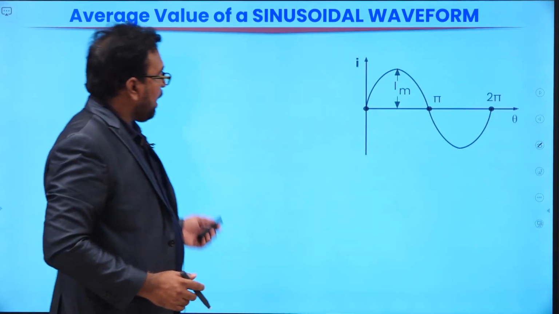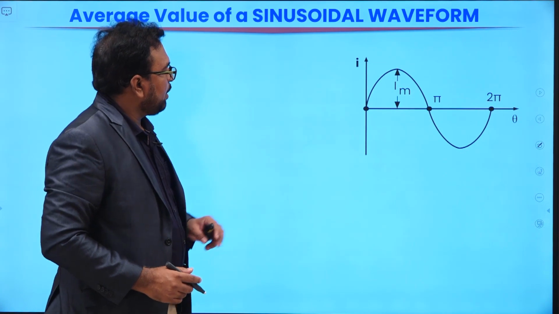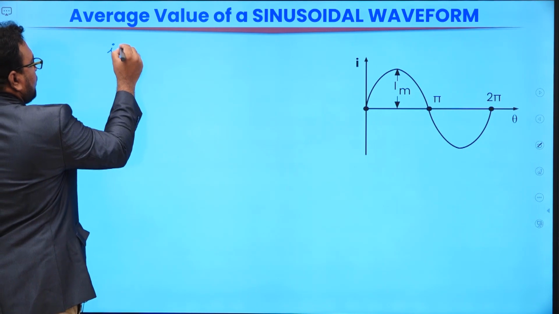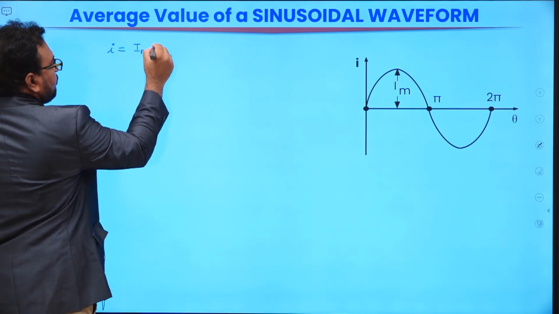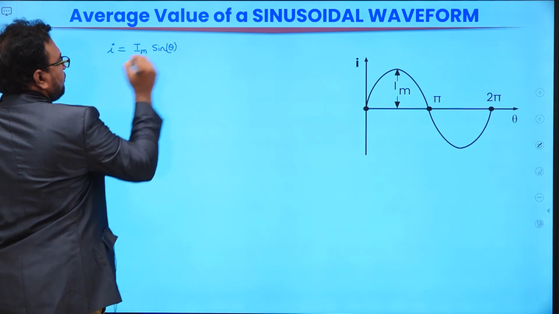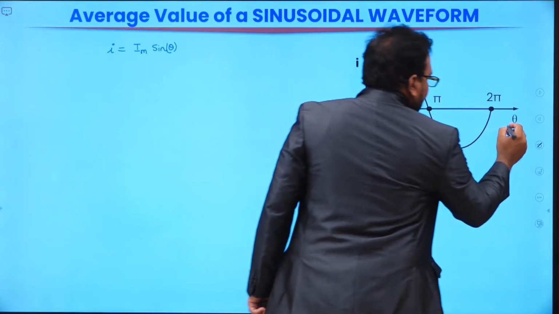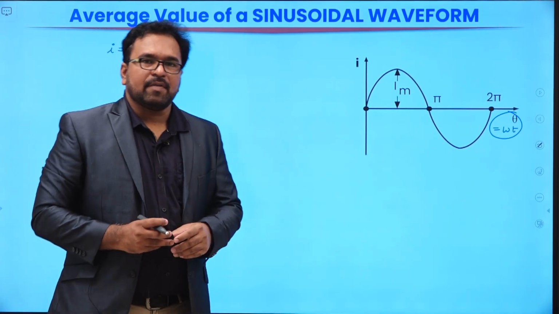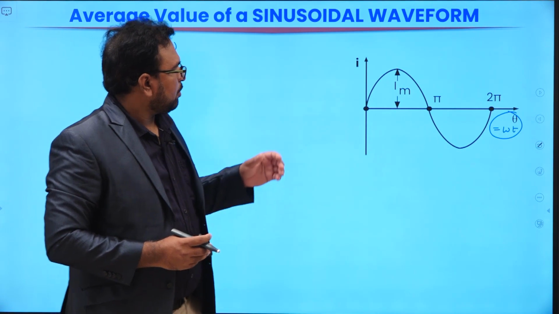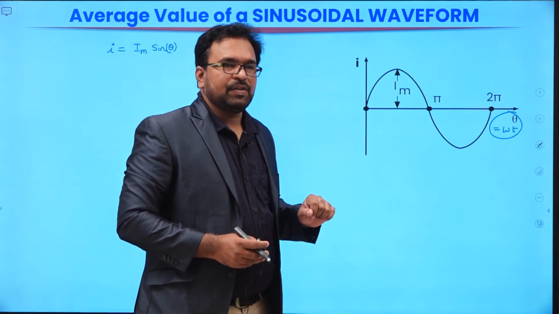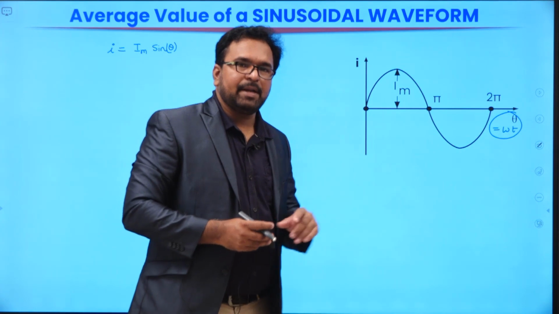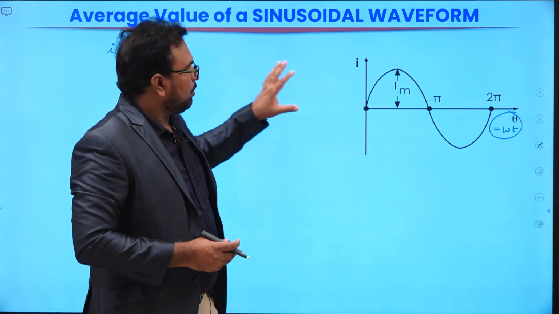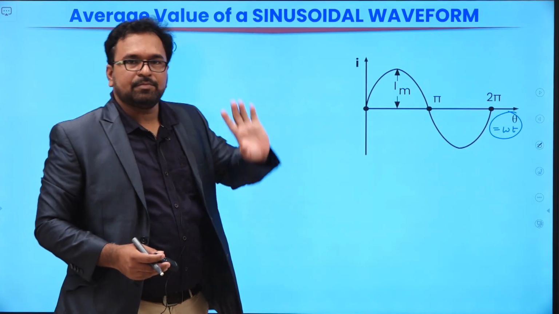Let us try to calculate the average value of a sinusoidal waveform. Here I have considered a current. So what is the expression for current here? It is I equals Im sin theta. So here this theta is nothing but omega into t. Now when you are going to calculate average value, before applying the analytical method, first you have to verify whether the given waveform is symmetrical or not. This symmetry has to be verified only when you are calculating average value.